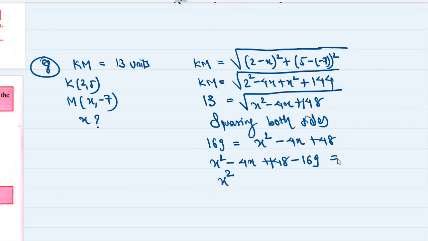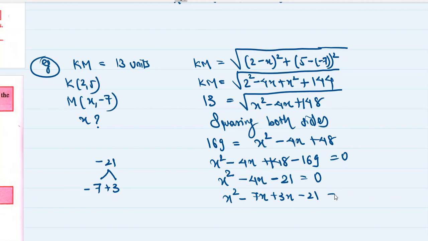So x square minus 4x minus, let me check, 169 minus 148. Yes, it is 21. It is minus 21, equal to 0. Now let's take out factors of minus 21. So factors of minus 21 are 7 and 3, and we want minus 4. So minus 7 plus 3. Minus 7 multiplied by plus 3 is minus 21. Minus 7 plus 3 is minus 4. So x square minus 7x plus 3x minus 21 is equal to 0.